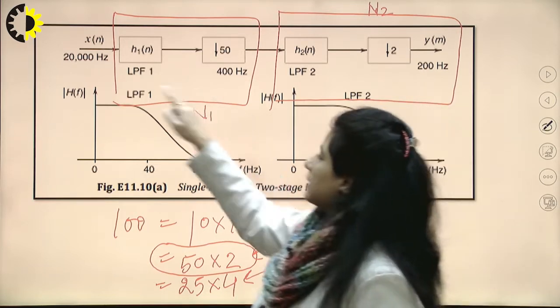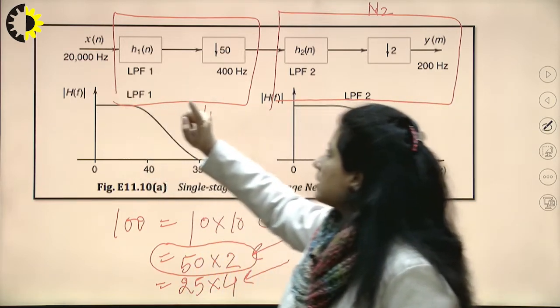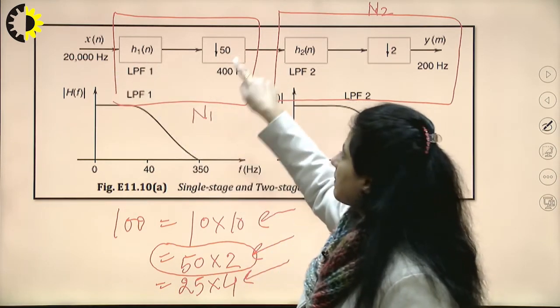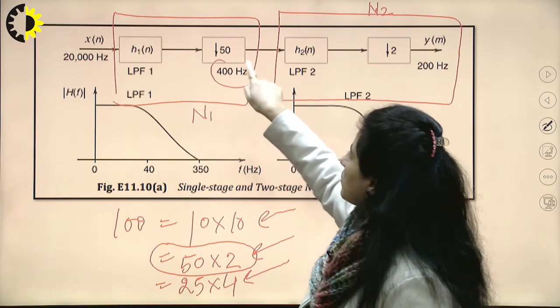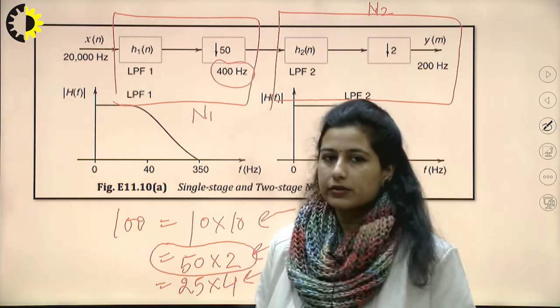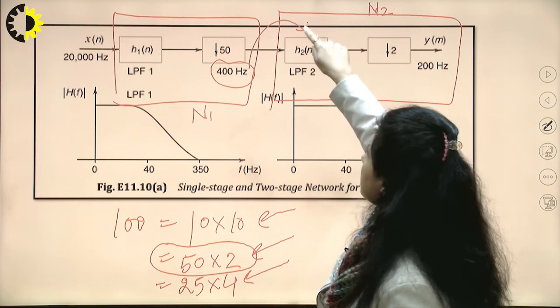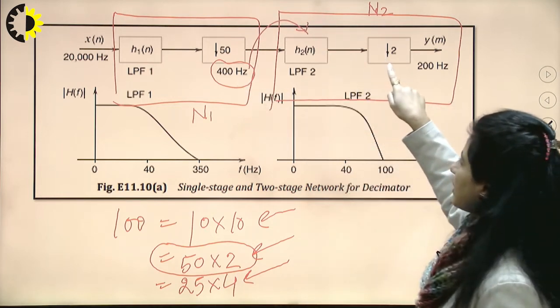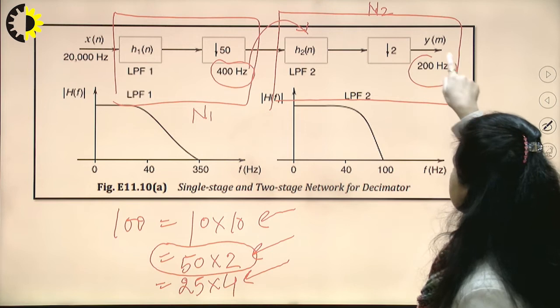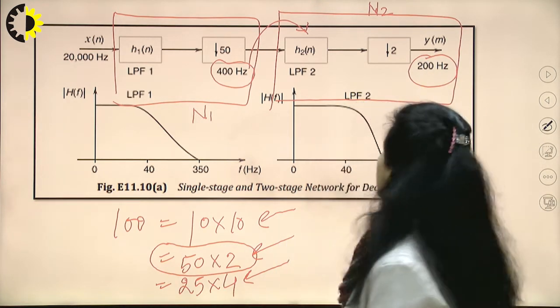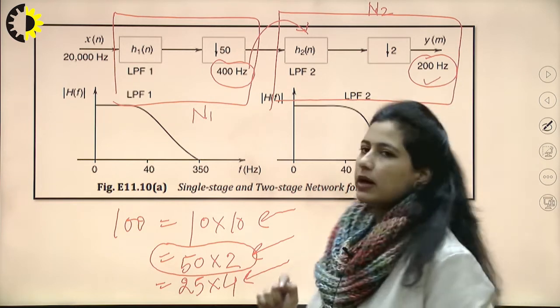So let me see, the input frequency is 20,000. I have to decimate it by 50. So 20,000 decimated by 50, the band which is left with me is 400 Hz. This 400 Hz becomes input to the second stage. It would be decimated by 2, and the final output which I am receiving, that means the frequency of the decimated signal, would be 200 Hz.